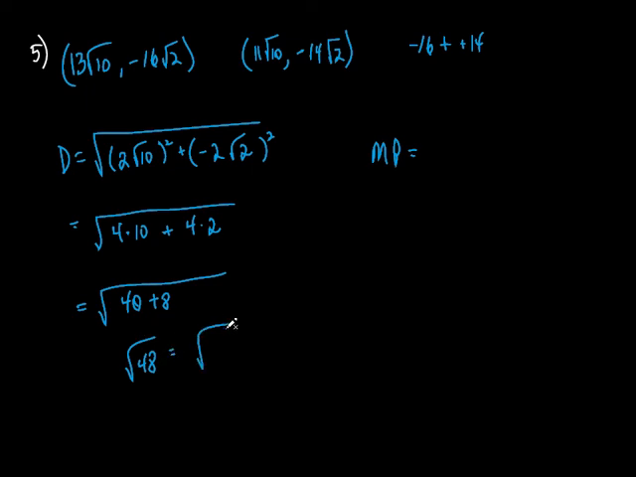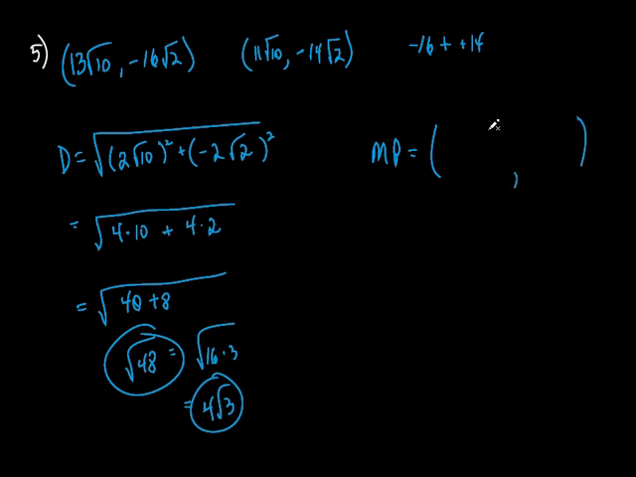But I'll show you why they wrote it the way they did. 48 is the square root of 16 times 3. The square root of 16 is 4, square root of 3. So that's the simplified way, but I would completely accept this right here. Let's do the midpoint formula. Midpoint formula is even easier.